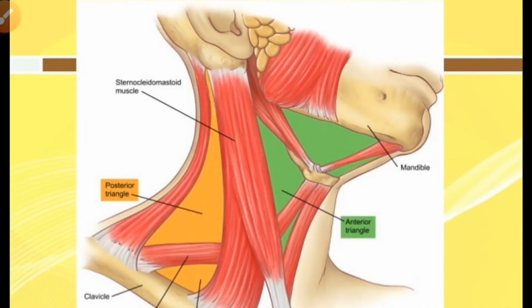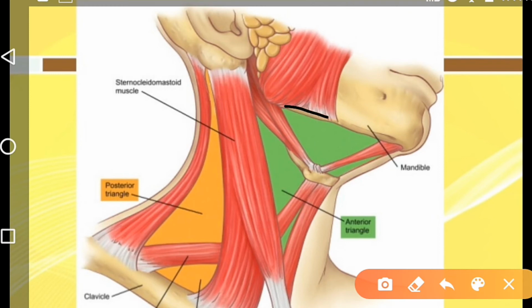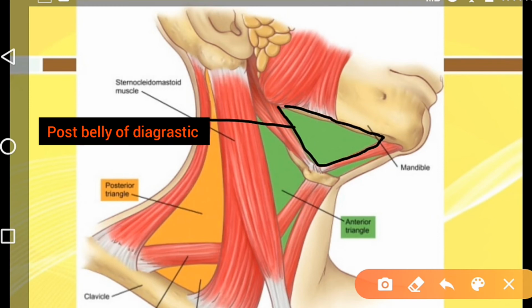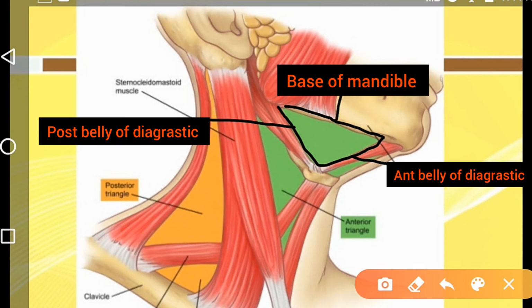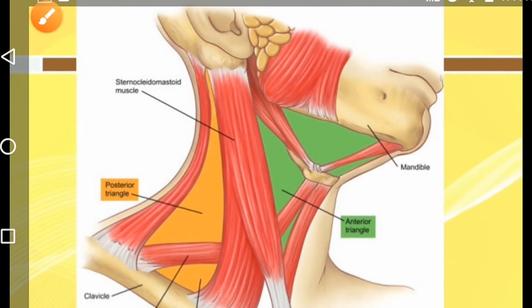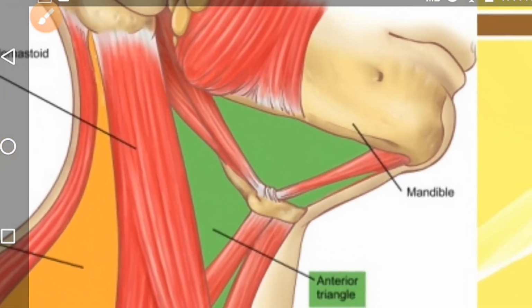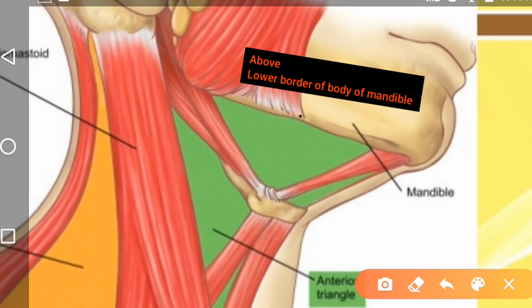Next one is the digastric triangle. This is the digastric triangle, and it is formed by the posterior belly of the digastric muscle, the anterior belly of the digastric muscle, and the base of the mandible. Let's see the boundaries of this triangle. Above is the lower border of the body of the mandible.